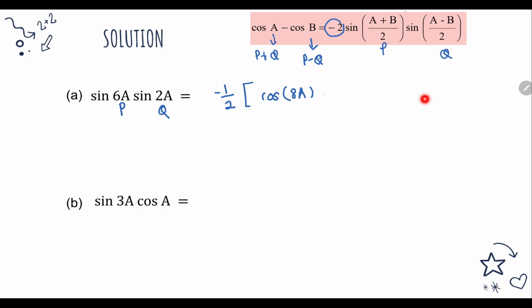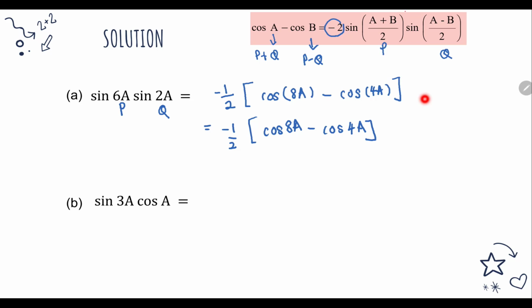Okay, and then this is minus, according to the formula, cos B. B is P minus Q. So P minus Q will give us 4A. So you practically just have to key in into the formula. So the final answer: negative 1 over 2 times (cos 8A minus cos 4A).